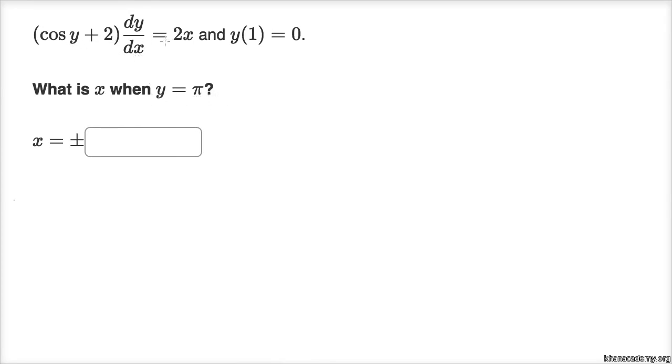So the first thing I like to look at when I see a differential equation is, is it separable? Can I get all the y's and dy's on one side, and can I get all the x's and dx's on the other side? And this one seems like it is. If I multiply both sides by dx, where you can view dx as the x differential of an infinitely small change in x, well, then you get cosine of y plus 2 times dy is equal to 2x times dx. So all I did is I multiplied both sides times dx, and I was able to separate the y's and the dy's from the x's and the dx's, and now I can integrate both sides.